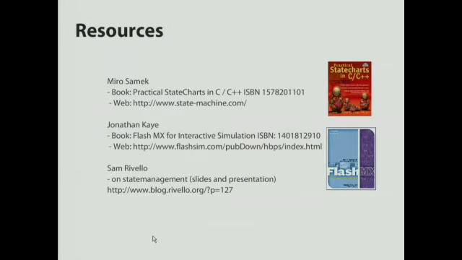There are some good books on using state machines. Miro Samek is how I was inspired to write Cogs. He's really targeting C and C++ for embedded devices like GPS. Jonathan Kaye wrote a book a few years ago on how to do it in Flash MX, but the book is still relevant other than the actual code is written in ActionScript 2. And Sam has a good presentation on how to use various approaches to implementing state other than state machines.